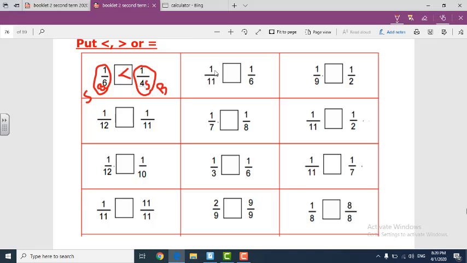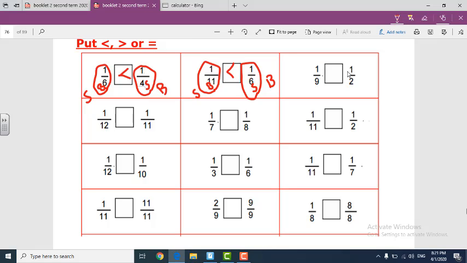Here 1/6 and 1/11. Here the numerators are the same, I have 1 and here I have 1. Okay, 6 is a small number, 11 is a big number, but we have a crazy man in the denominator, so the whole fraction here is small. And here 6 is small, but we have a crazy man in the denominator, so the whole fraction here is big. So 1/6 is bigger.